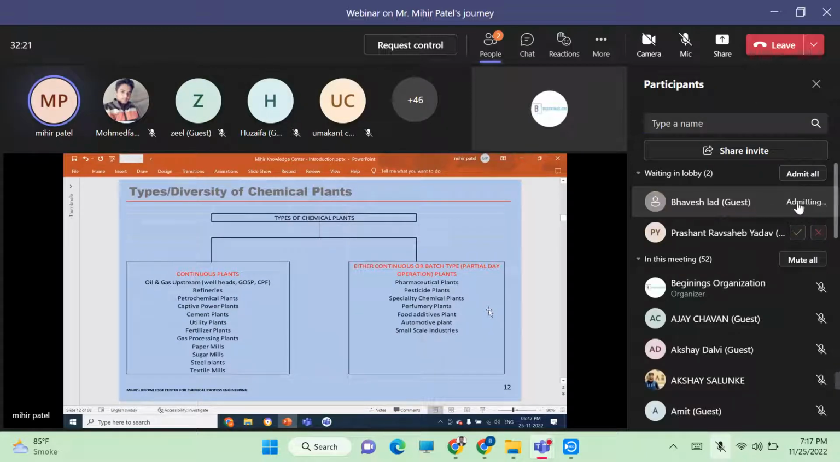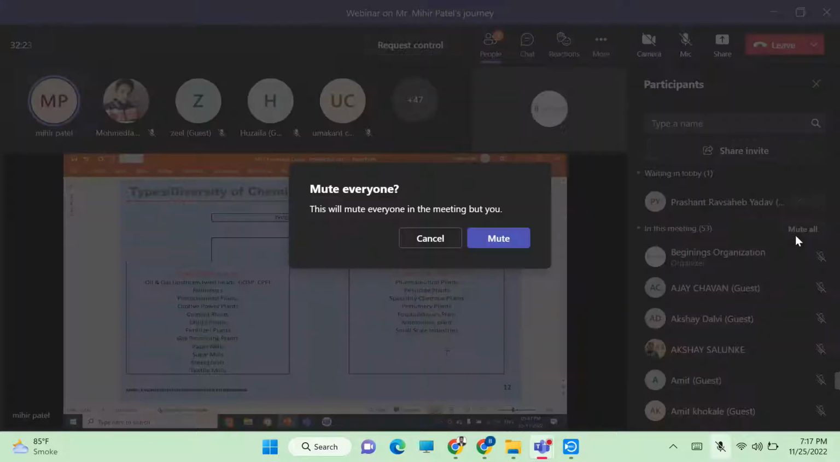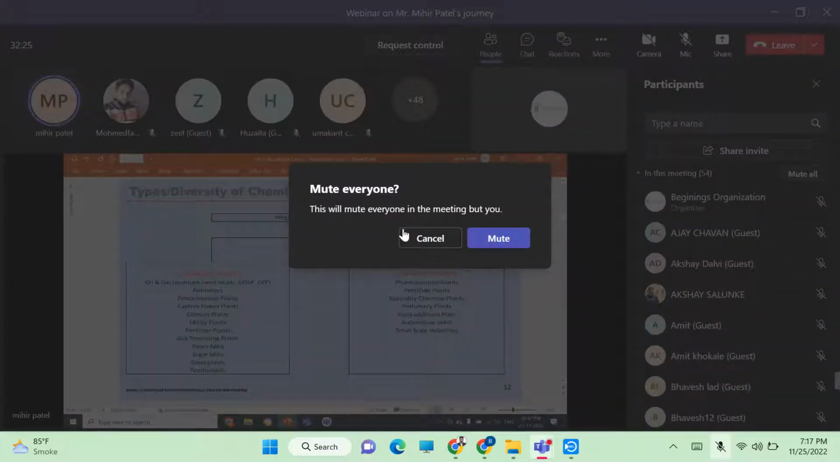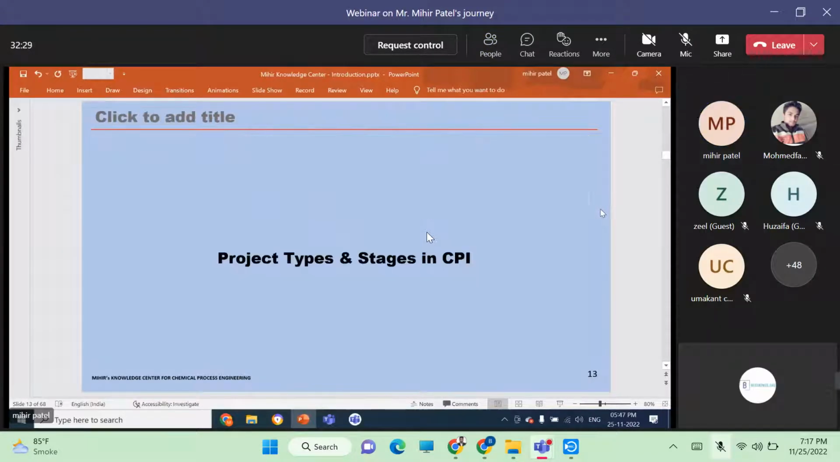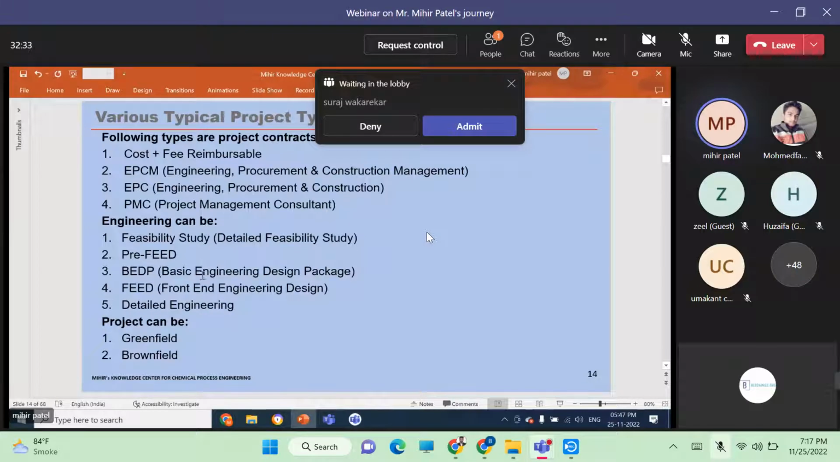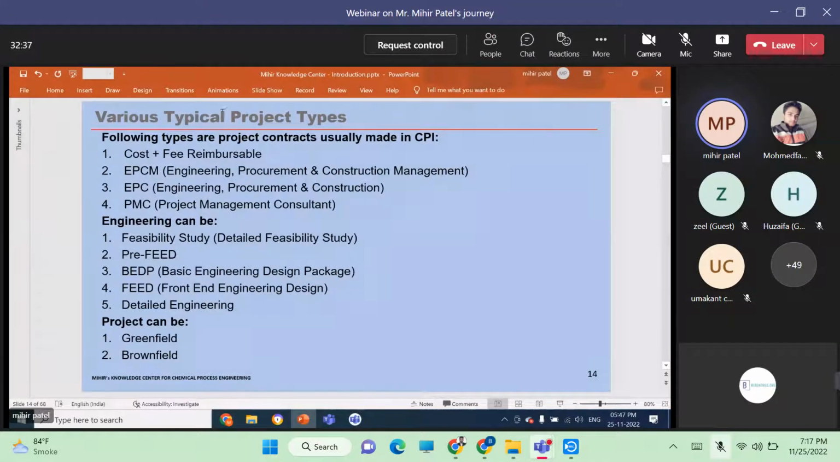It becomes a bad odor sort of. So this all has to be understood by the process engineer in each and every plant, for example. Now, project types and stages in CPI. This slide I've put here to explain what the different types of projects basically are. Now, what is cost plus fee reimbursable?